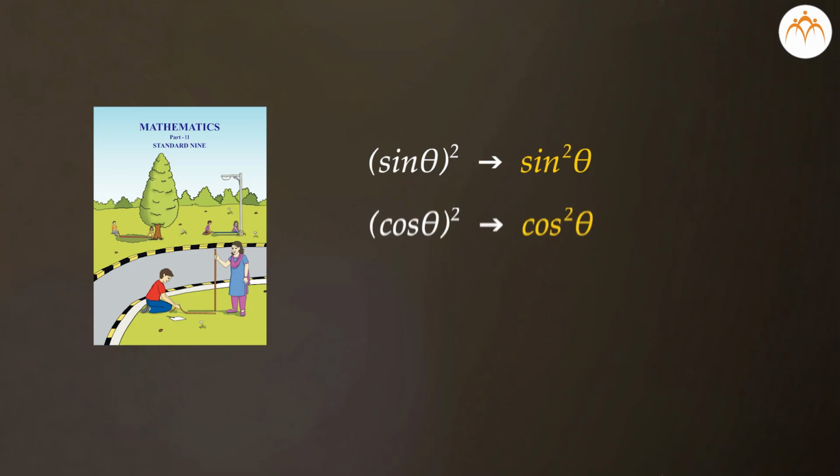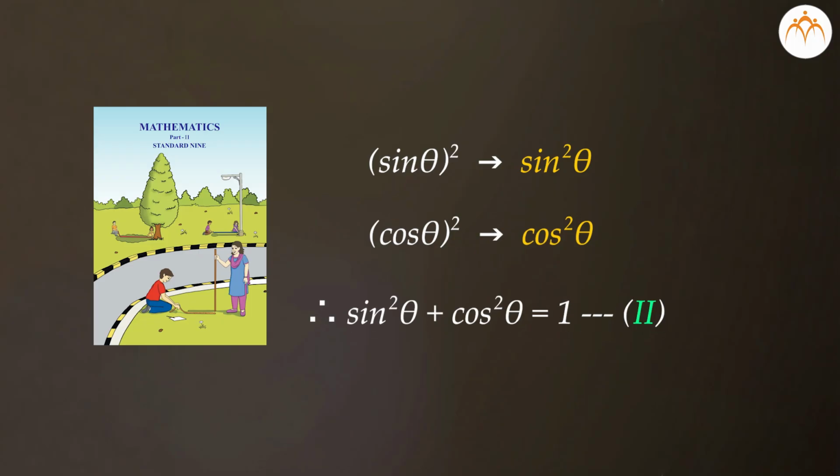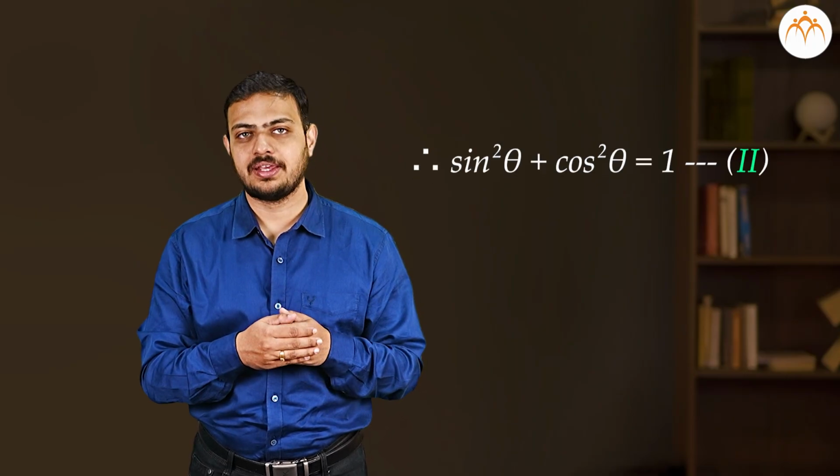We have studied in 9th standard that (sin theta) whole square is written as sin square theta and (cos theta) whole square is written as cos square theta. Therefore, sin square theta plus cos square theta is equal to 1, equation 2. Now, we will prove two more fundamental identities with the help of the above fundamental identity.